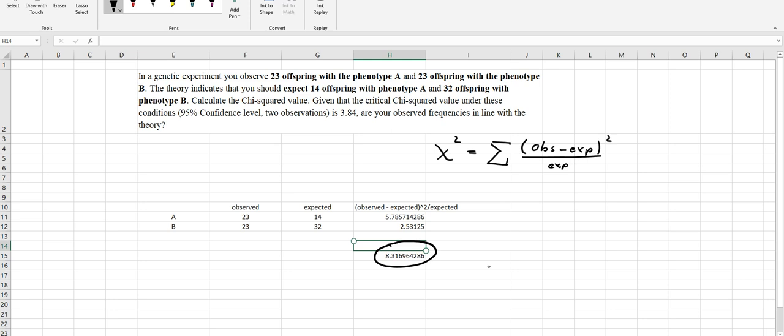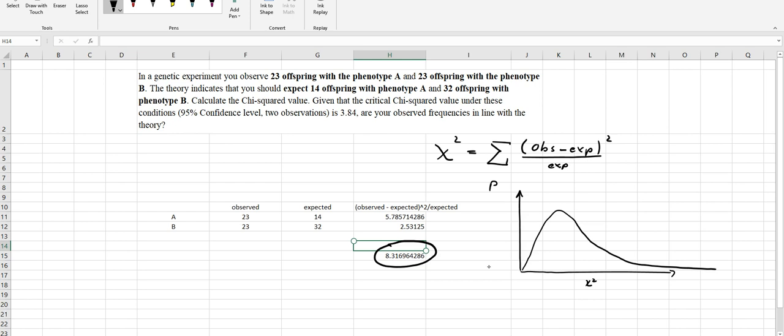Now, what does that actually mean? If we are looking at a typical chi-square distribution, we would find something like this. This is pretty much a chi-squared distribution. As you see, it's not symmetrical. Here we have the chi-squared values, and here we have the probability density.